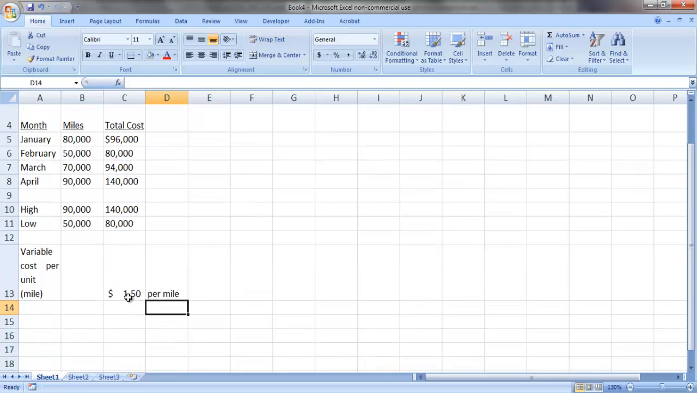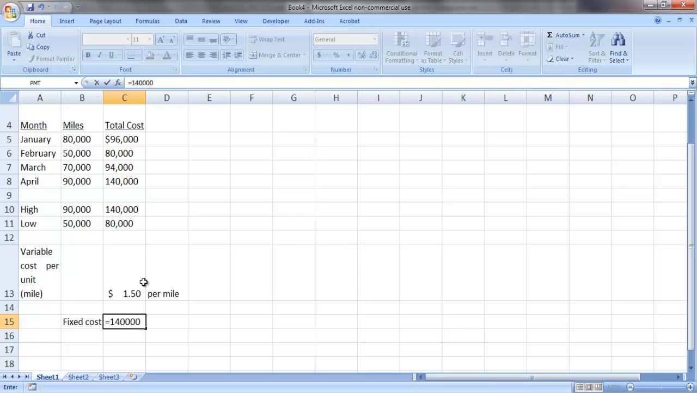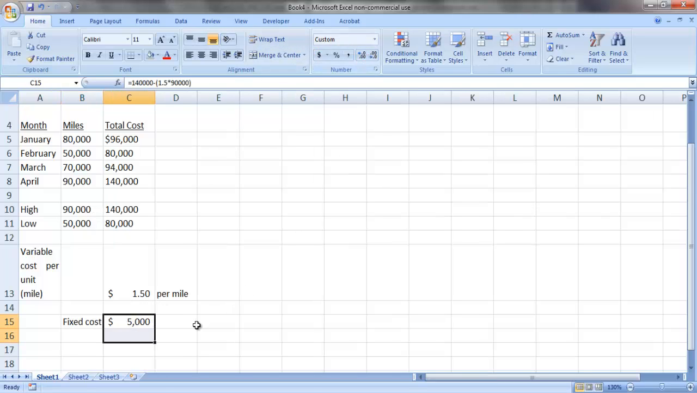We'll then use the variable cost per unit to determine what the fixed cost component of that cost is. The way we do that is we in essence plug in this variable cost per unit to either the high or the low point to break out the portion that's variable, and whatever's left is fixed. So, for illustrative purposes, let's use the high point. So we take the total cost at the high point, $140,000, minus the portion that's variable. So that's $1.50 per mile, what we just calculated, times the 90,000 miles at that point. That tells us that $5,000 of transportation costs are fixed.